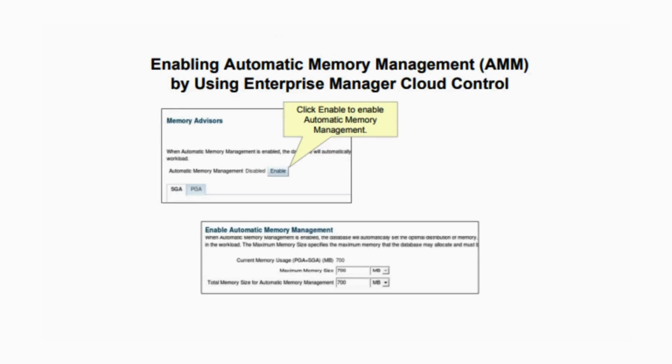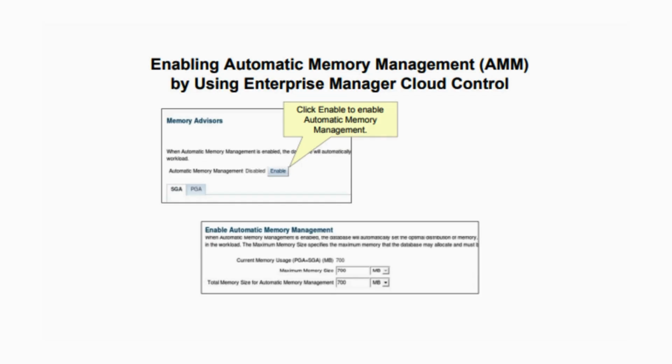If you did not enable Automatic Memory Management, AMM, when you configured your database, you can enable it by performing the following steps. 1. Click Advisors Home in the Performance menu. 2. Select Memory Advisors in the Advisors region. 3. Click Enable for Automatic Memory Management. The Enable Automatic Memory Management page appears. Set the values for total memory size and maximum memory size for Automatic Memory Management. Note: if you change the maximum memory size, the database instance must be restarted.